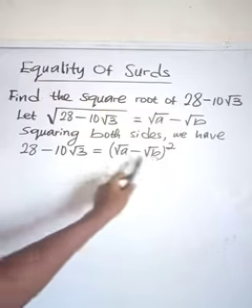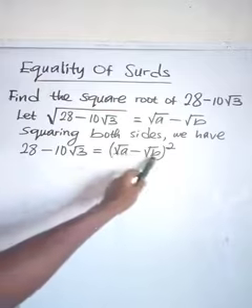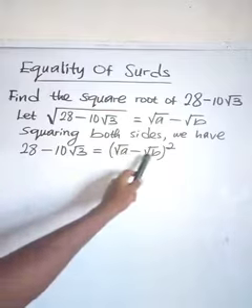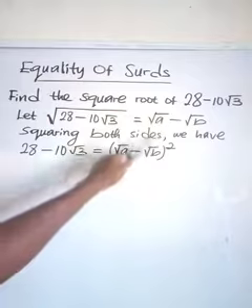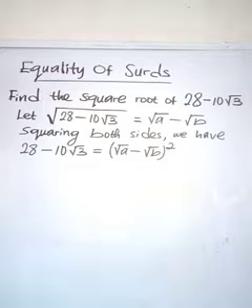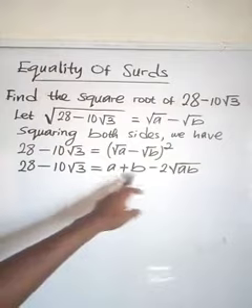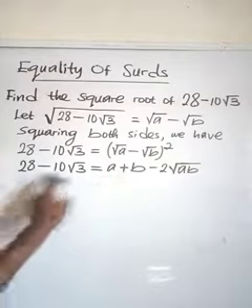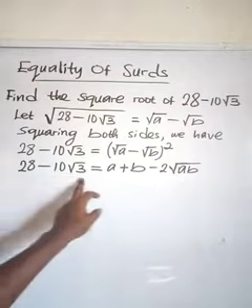This gives you A, and this gives you positive B. And if you multiply root A by minus root B, that gives you minus root AB. Then multiplied by 2, that gives you minus 2 root AB. So the expansion is A minus 2 root AB plus B. Now isolating radicals, we'll be having A plus B equals 28, forming equation 1, and minus 2 root AB equals minus 10 root 3, forming equation 2.